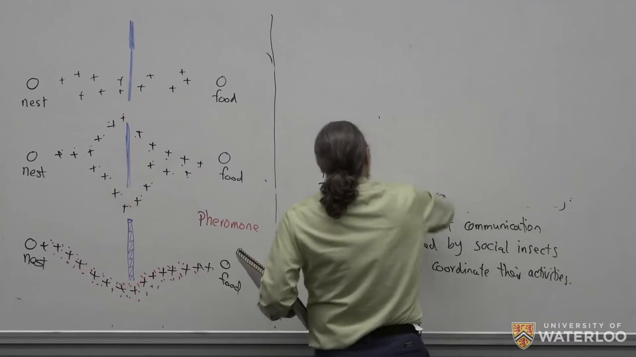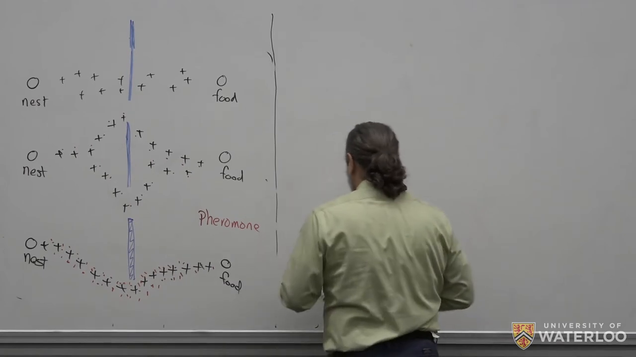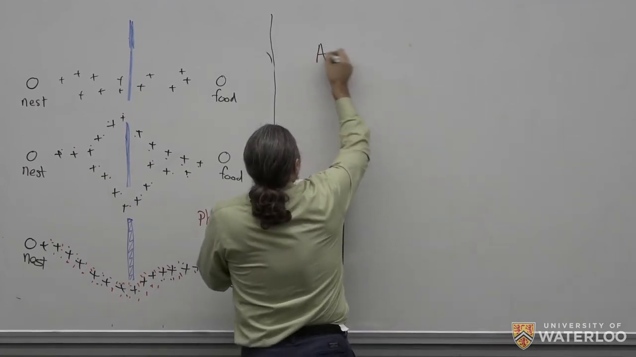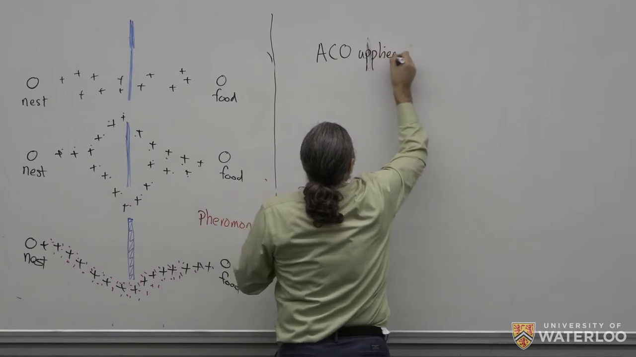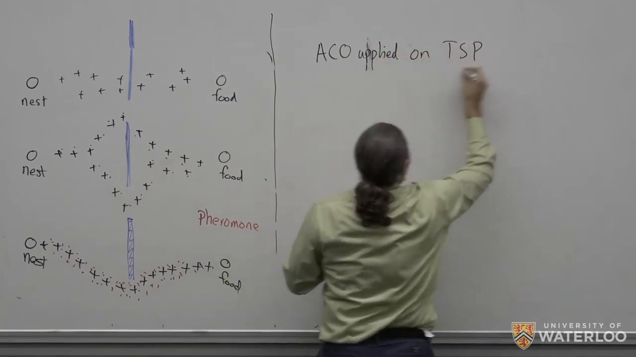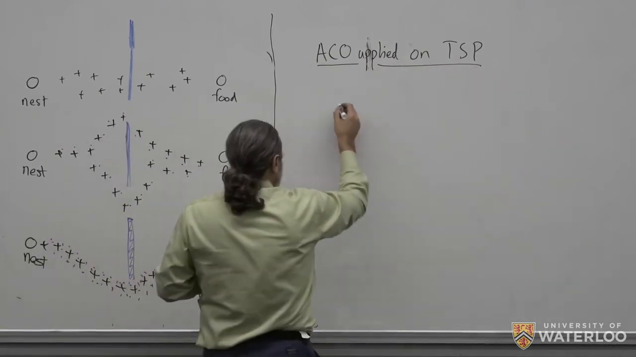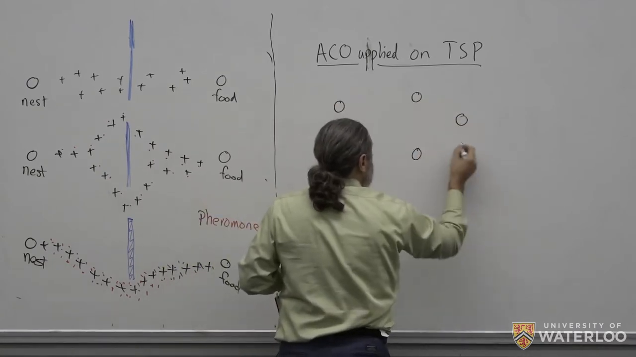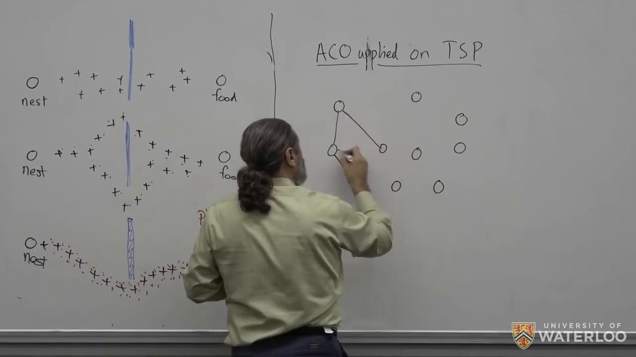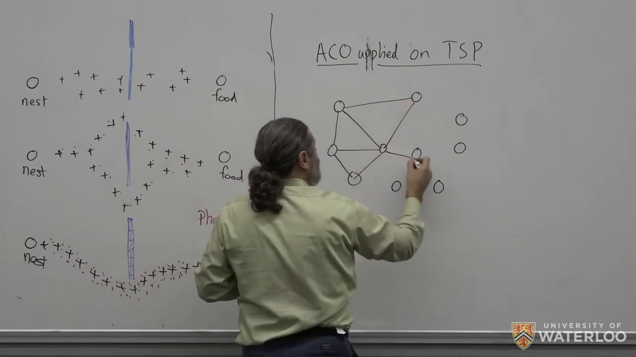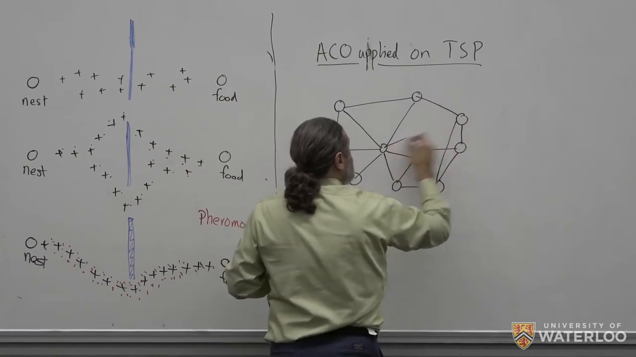Okay, so one last thing. ACO applied on TSP. So ant colony optimization applied on the traveling salesman problem. I guess most of you still remember the traveling salesman problem. I have some cities, and these cities are connected to each other. Is this a Boltzmann machine? Not necessarily, because we don't have connections from all cities to all other cities. But there are some connections.